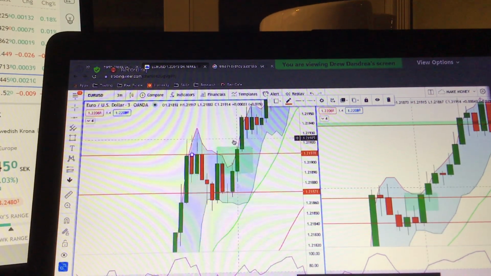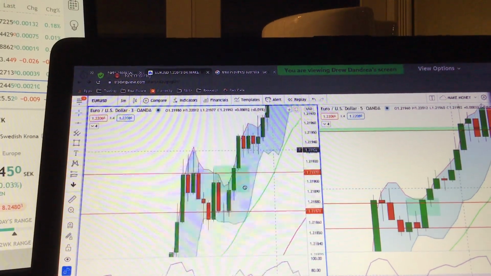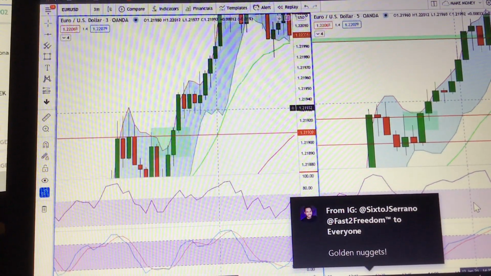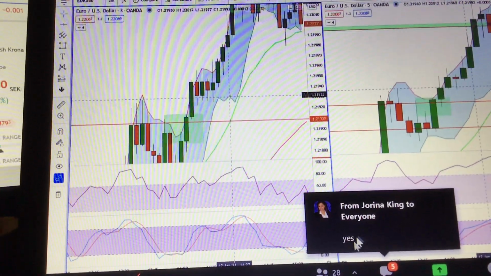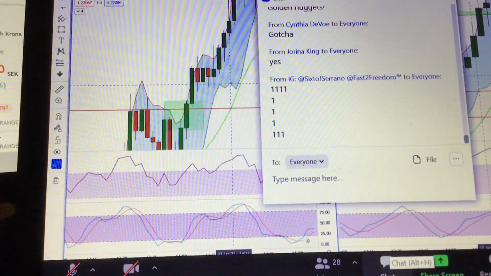Let me get this out of the way so you guys can see more clearly. Does that make sense? If this makes sense, can you throw like a 111 in the chat or a thumbs up or anything? Let me know you guys are with me. Is this making sense? Is this helpful?